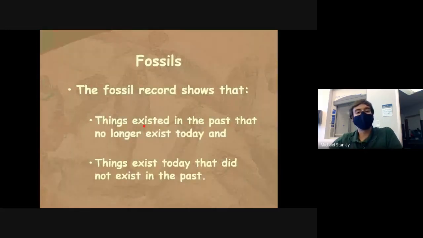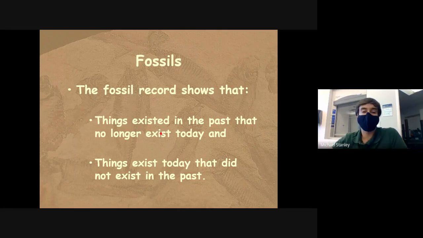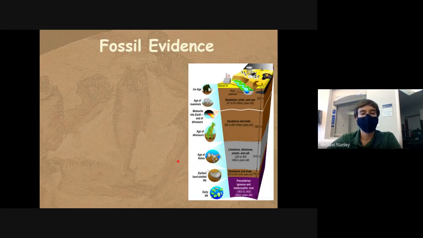So one of the things with the fossil record that we talked about that supports evolution is that there are things that existed in the past that no longer exist today, and things alive today that did not exist in the past. So the stuff in the past and the stuff in the present are different types of organisms.